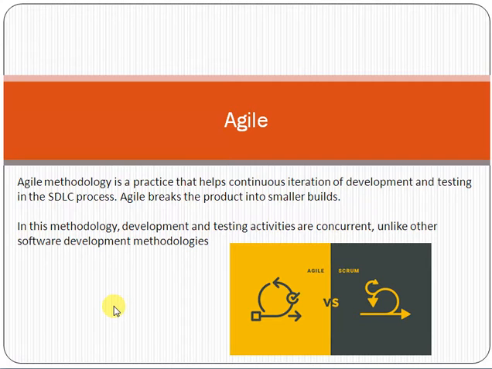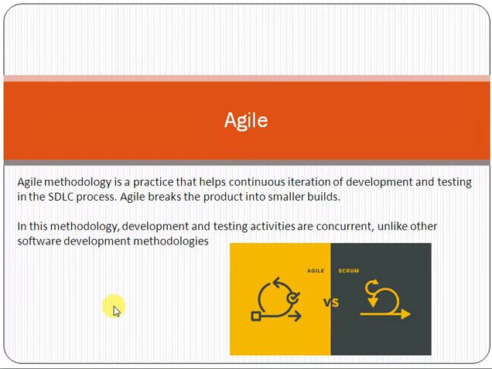Now, what does it mean to use the agile approach? In the agile approach, we develop, then test. For example, we develop the customer registration functionality and then test whether it is okay or not. If there is any issue, then again develop, then test. If there is any issue, then again develop and then test.